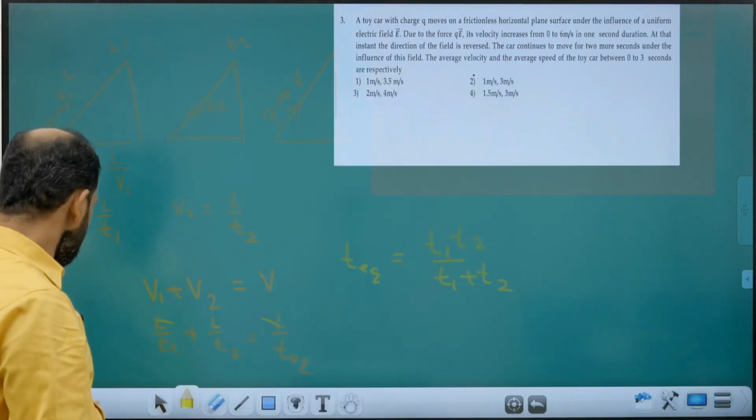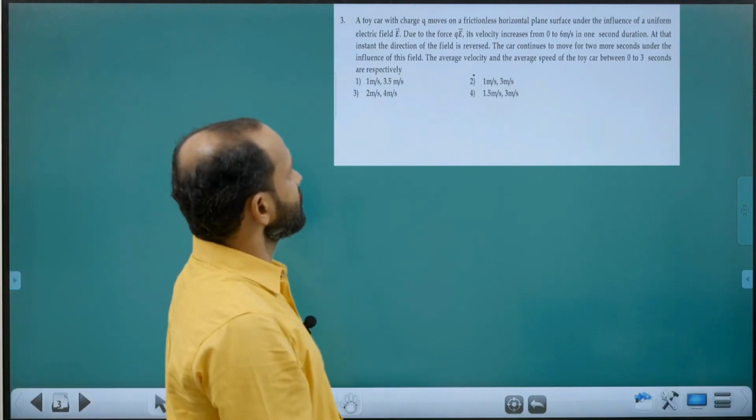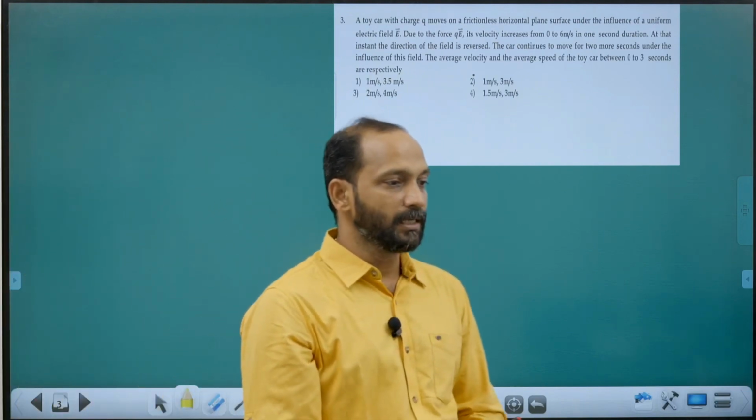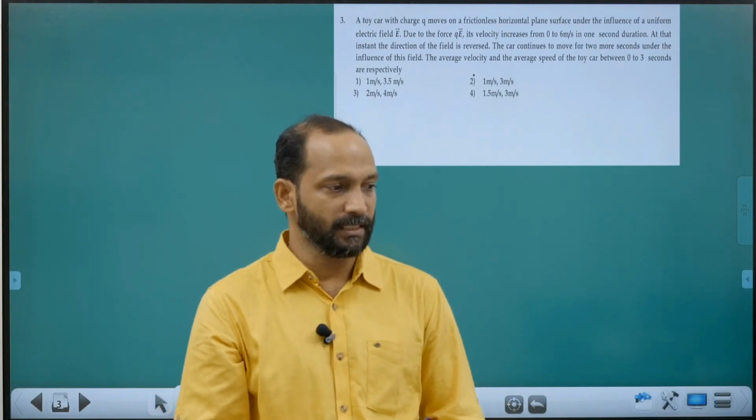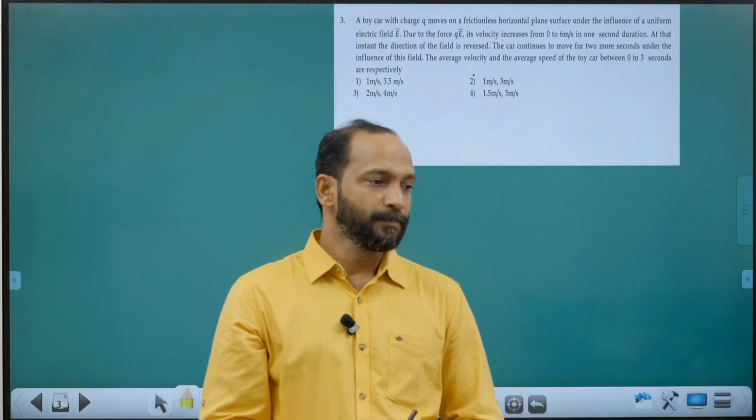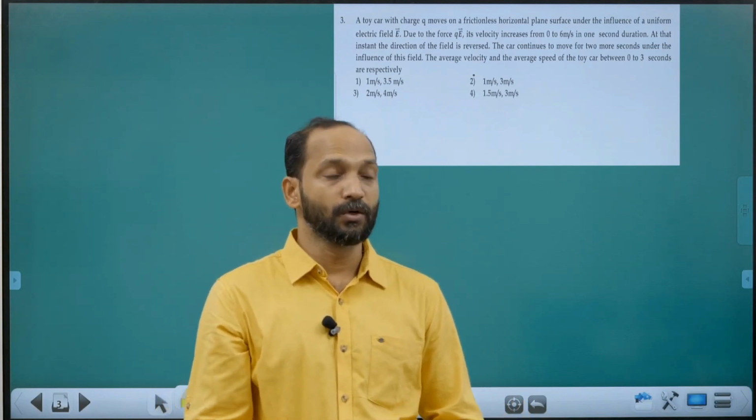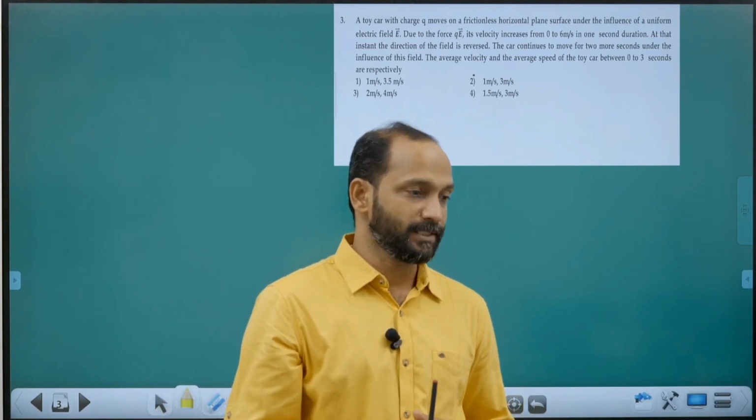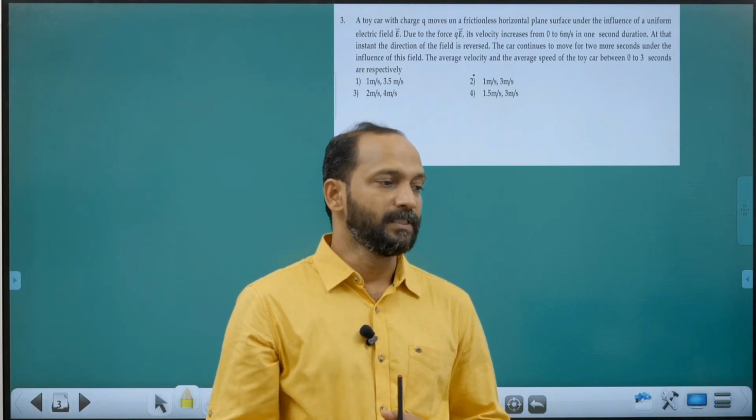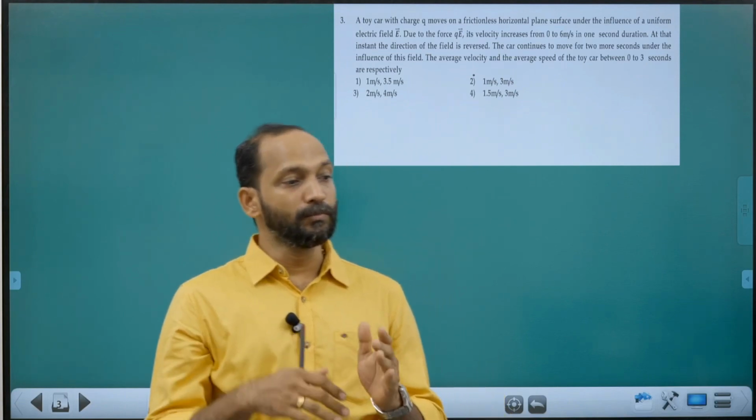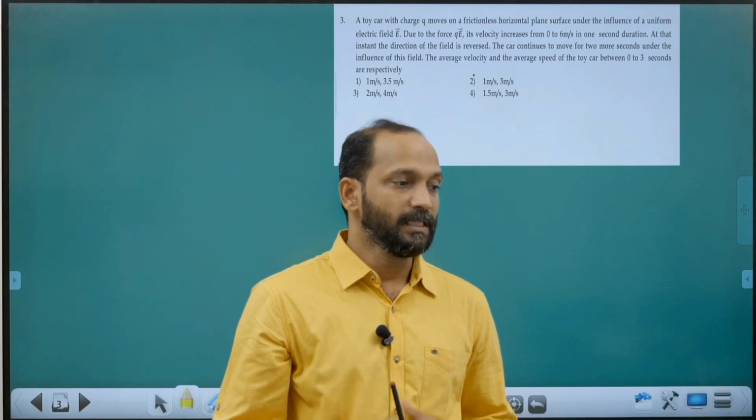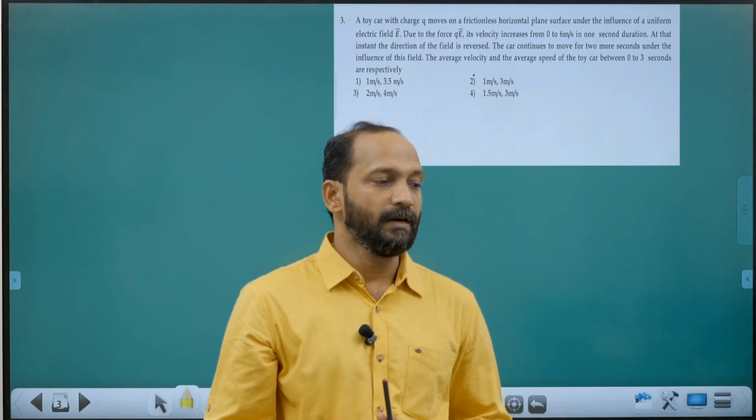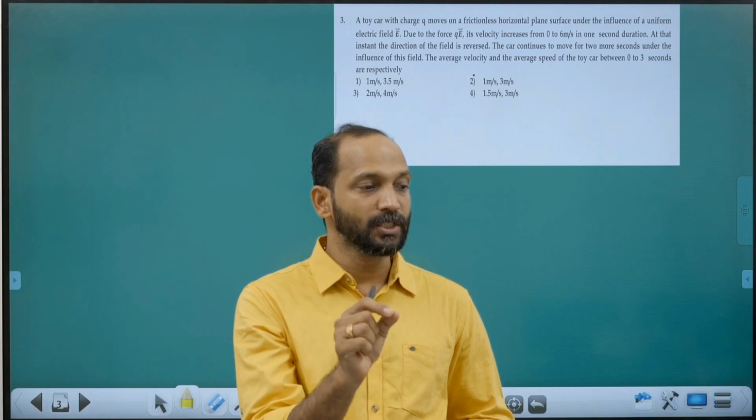Okay. The next one, the third one. A toy car with charge Q moves on a frictionless horizontal plane surface under the influence of a uniform electric field E. Due to this force QE, the velocity increases from 0 to 6 meters per second in 1 second. At that instant, the direction of the field is reversed. The car continues to move for 2 more seconds under the influence of the same electric field. Find the average velocity and the average speed of the car between 0 and 3 seconds.